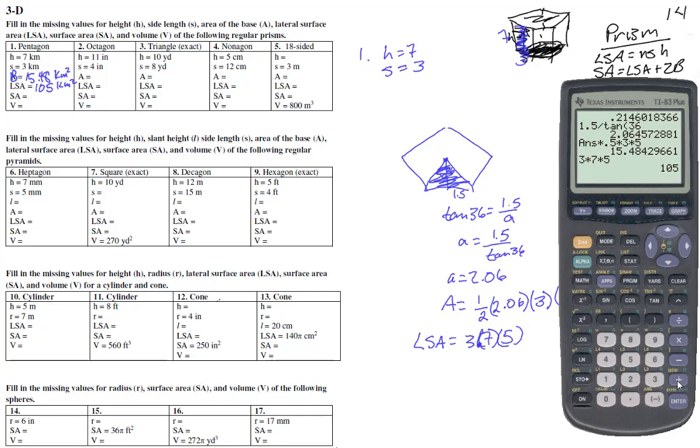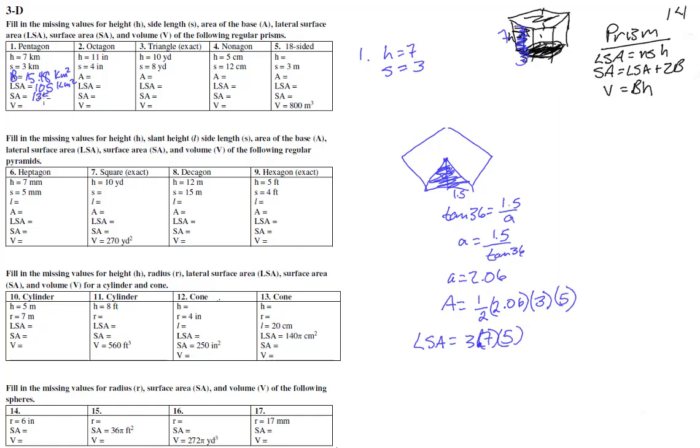The surface area means we just take that plus 2 times the base. So we're now going to add in this 15.484 twice, and we get 135.97. That's kilometers squared. And then the volume is going to be the area of that base, which is 15.48, and we're going to times it by the height, 7.